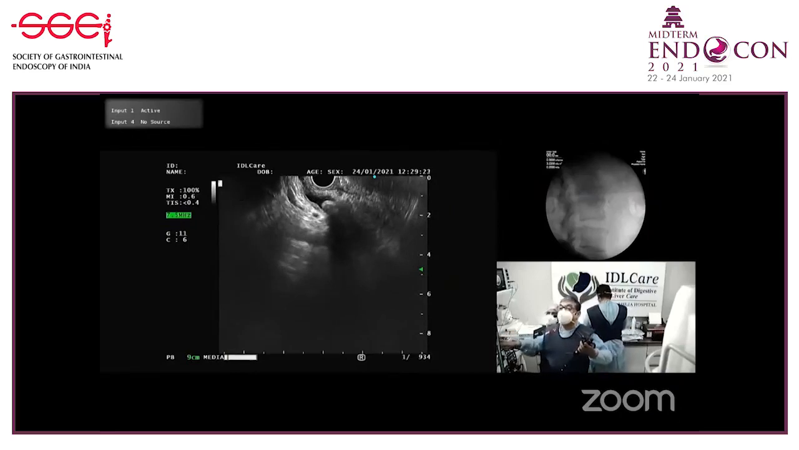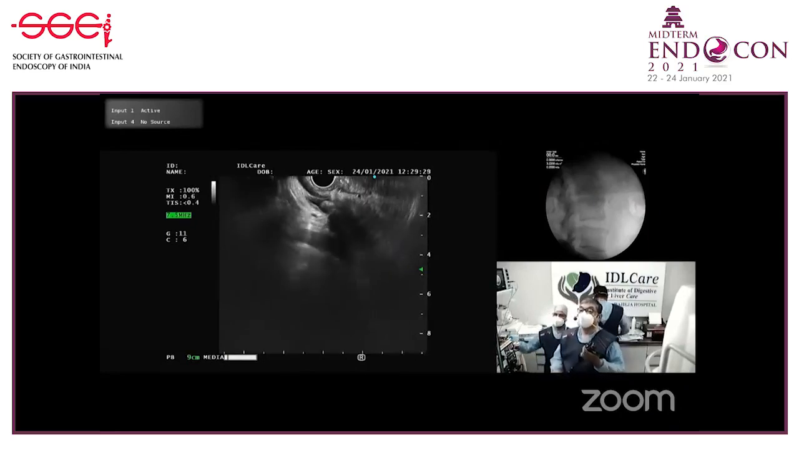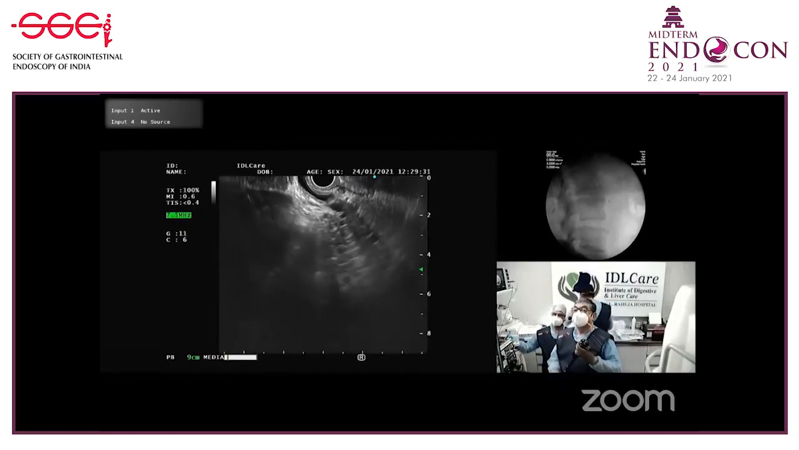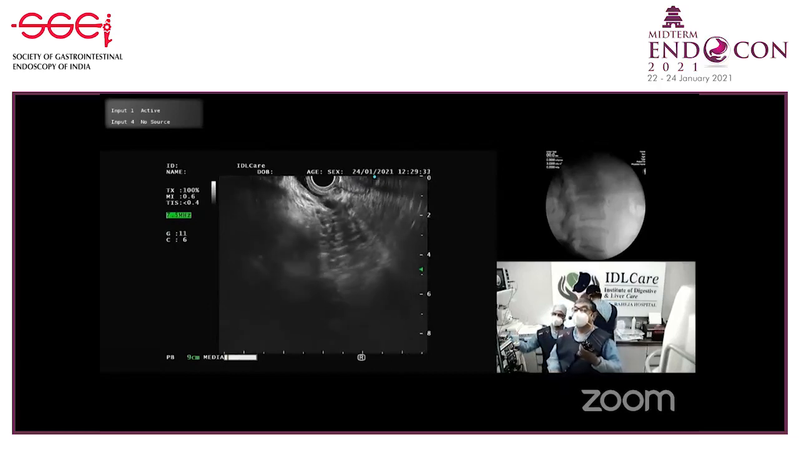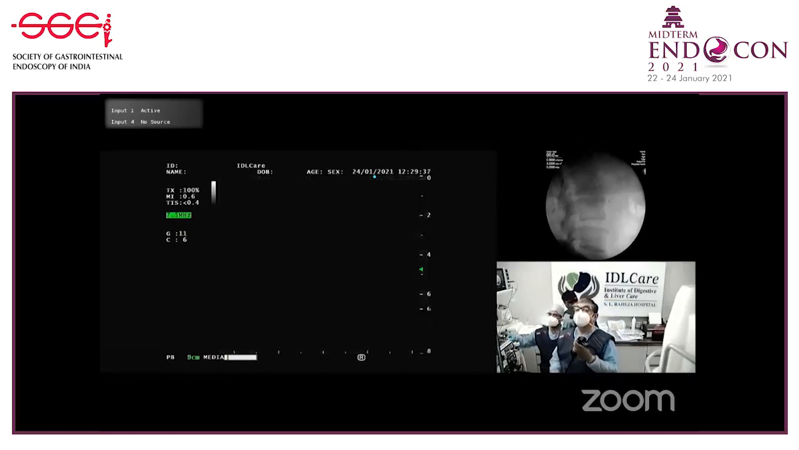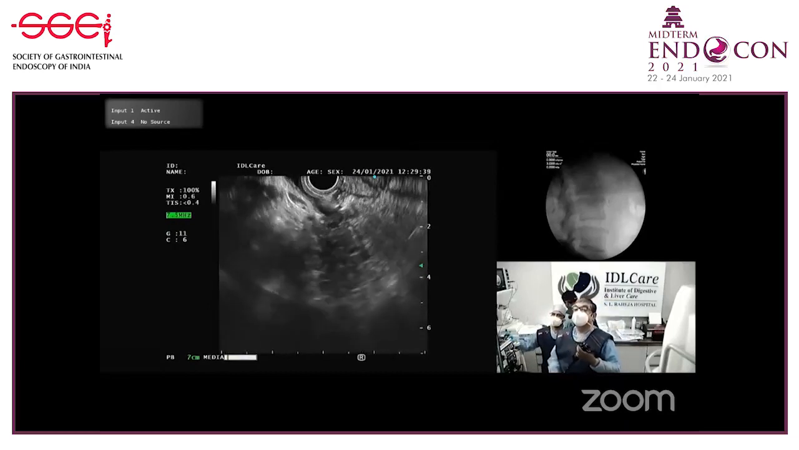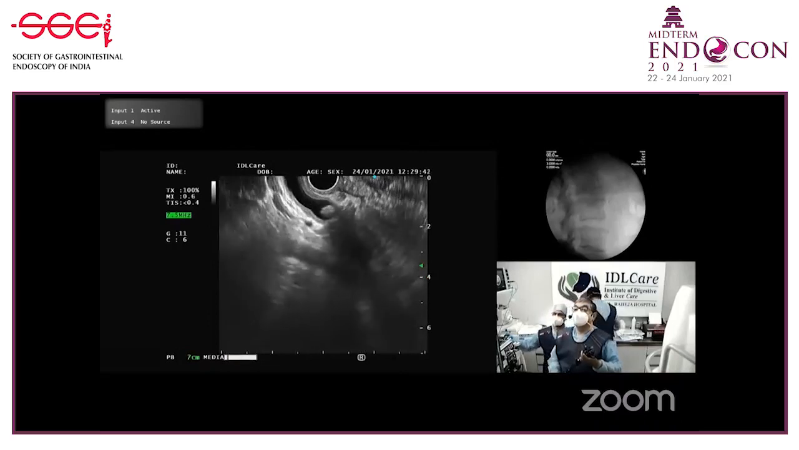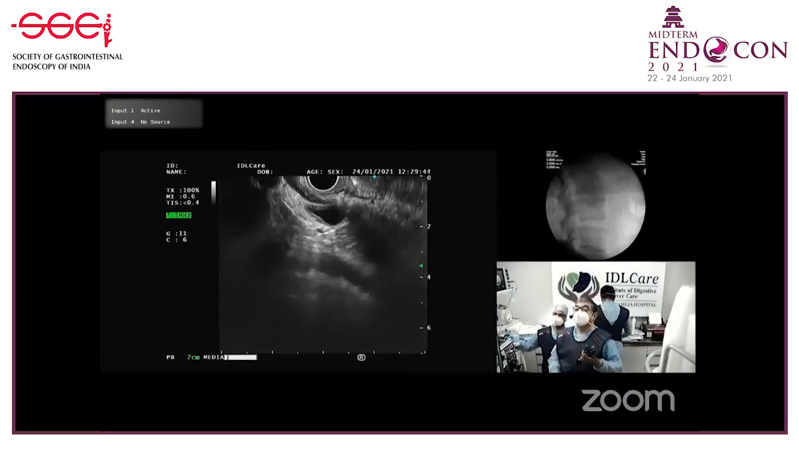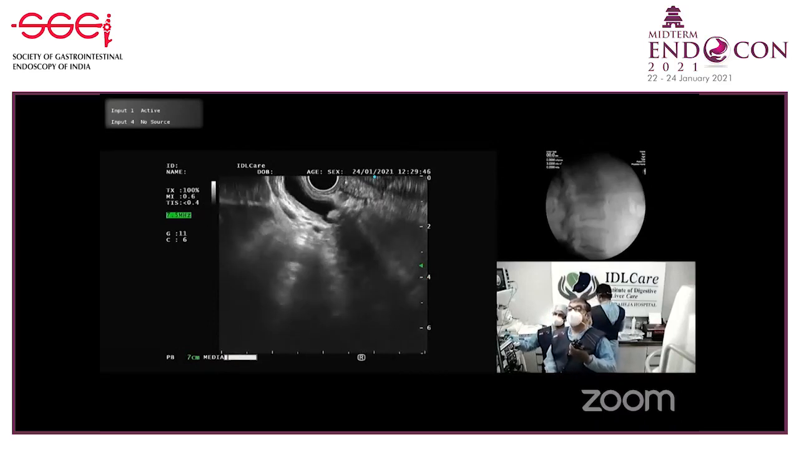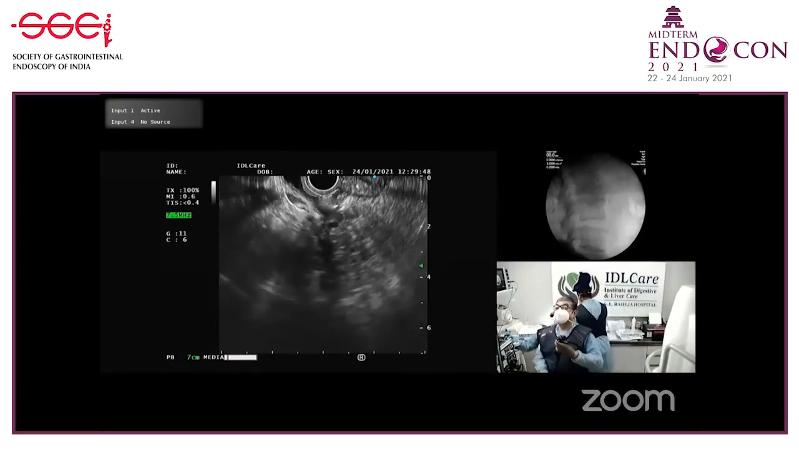There is a stone here. See this? Below that, the bile duct is not dilated. So here is the stone. See this? And we go down towards the papilla.